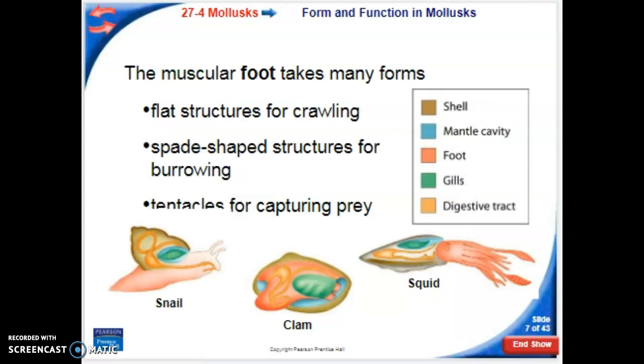So like I said, it can take on many different forms. The foot, like on a snail, can be a flat structure used for crawling, but it also could be like in a clam. It's that spade shape, it's the foot that will help those clams burrow. And then in the squid or the octopus, it's the tentacles that are used to capture prey.